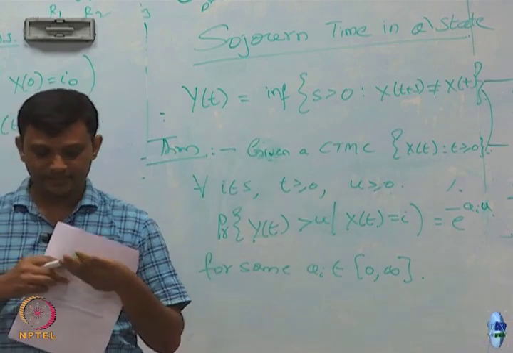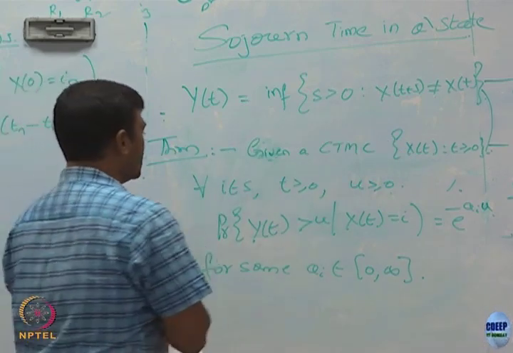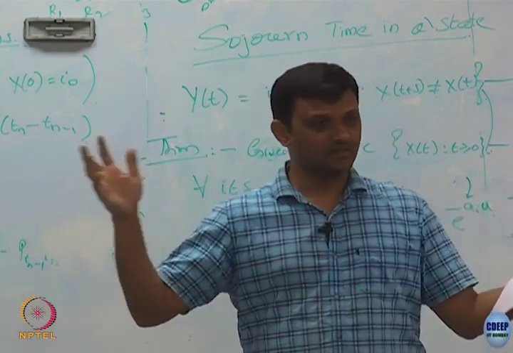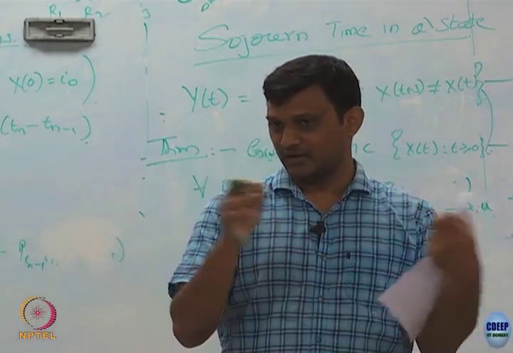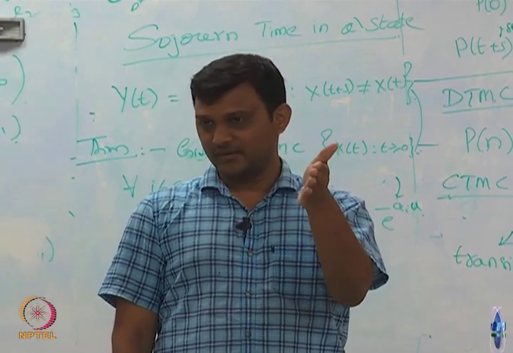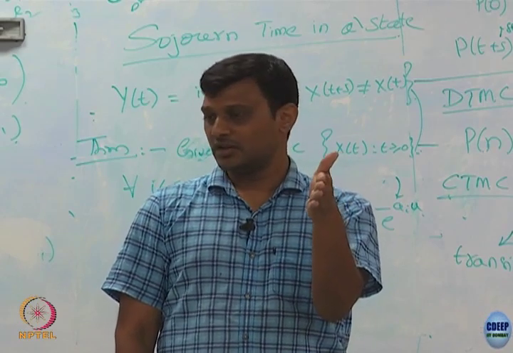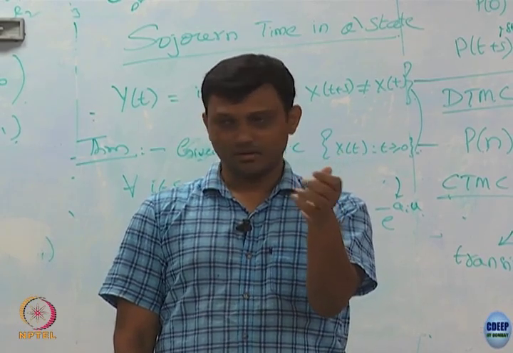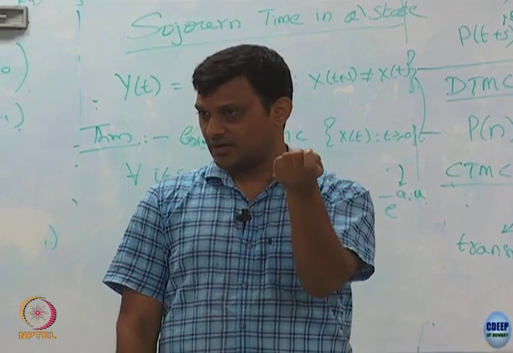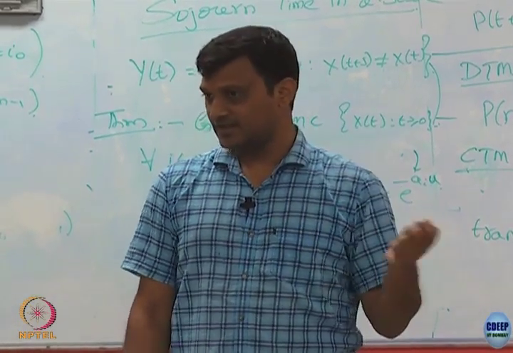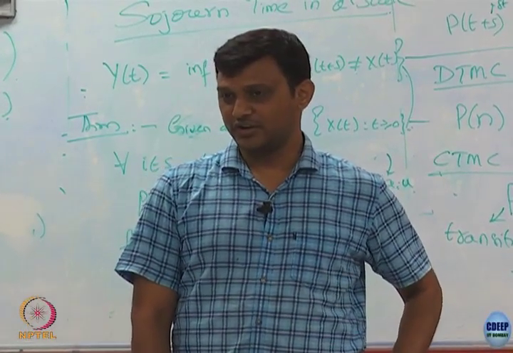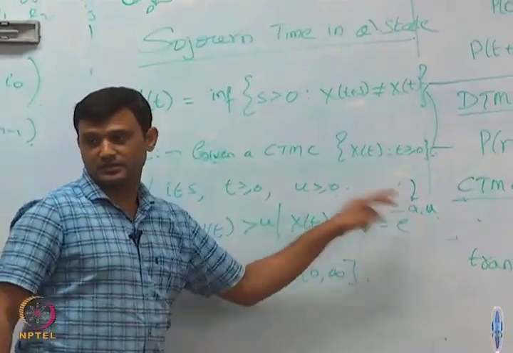So, let us say for every i we have this a i. Once you know your state space, for all i you know a i. And let us say at an arbitrary time t, you realize that you are in a particular state i. The amount of time that it is going to continue to stay in that same state is exponentially distributed with parameter a i.